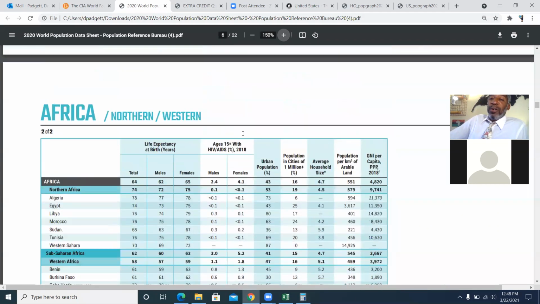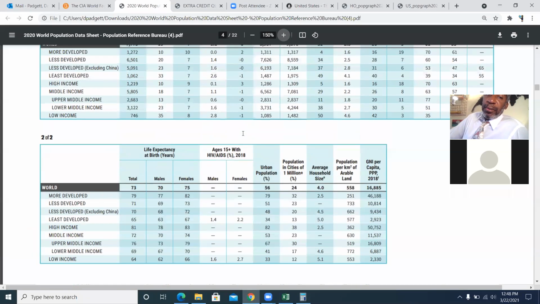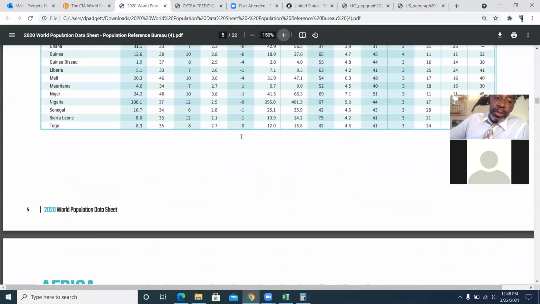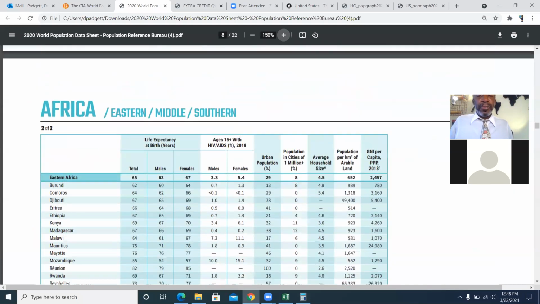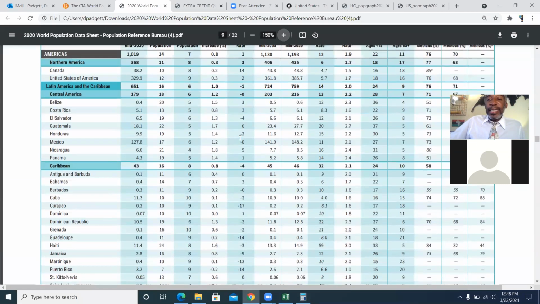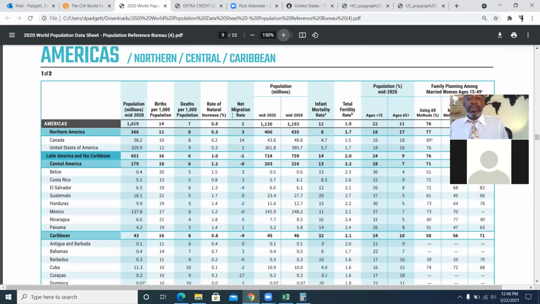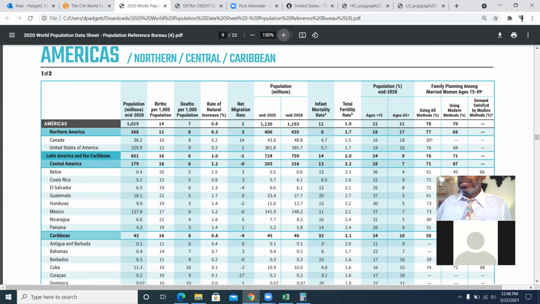In terms of fertility, we can see that Latin American and Caribbean countries are higher than the United States and Canada in terms of fertility rates, but they certainly are not the highest in terms of total fertility rates in the world.